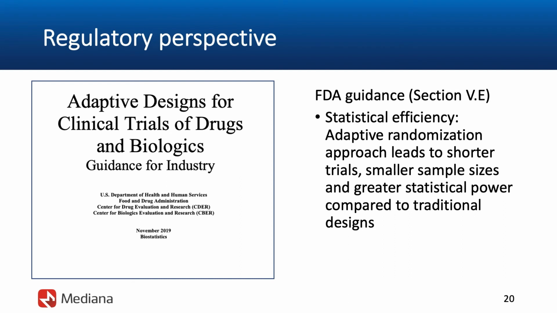We can go back to the FDA guidance on adaptive designs. The guidance document states that multiple rationales can be provided for trials that utilize response adaptive randomization. This includes statistical advantages. The general adaptive randomization approach leads to smaller sample sizes, which means the study will be shorter in duration, and at the same time, it is likely to result in greater statistical power compared to traditional design that relies on equal randomization of patients to the individual arms in the trial.